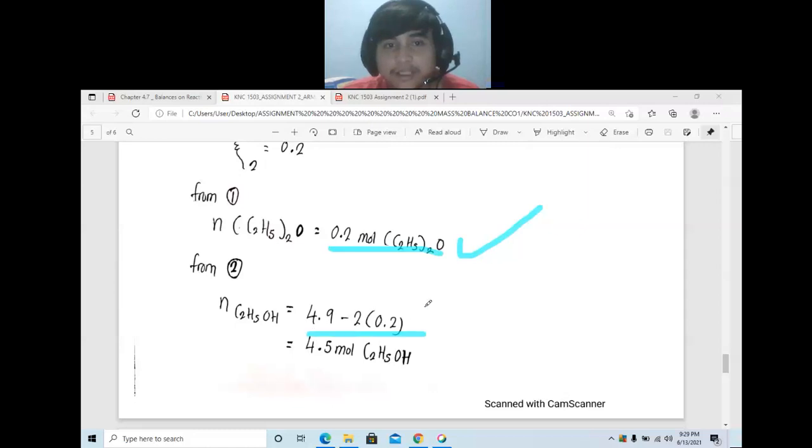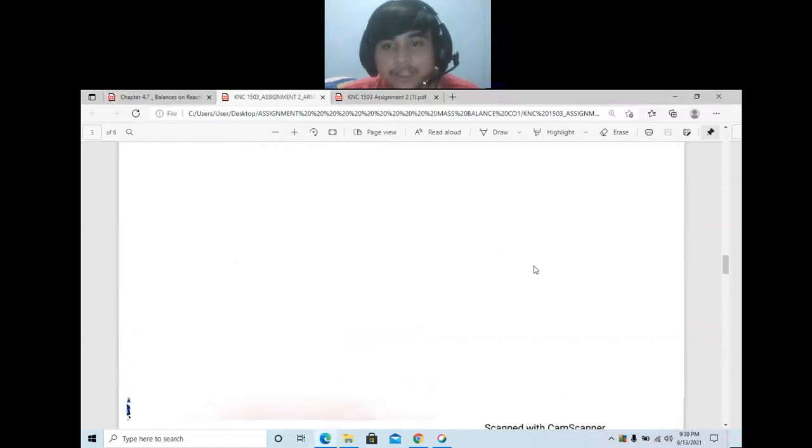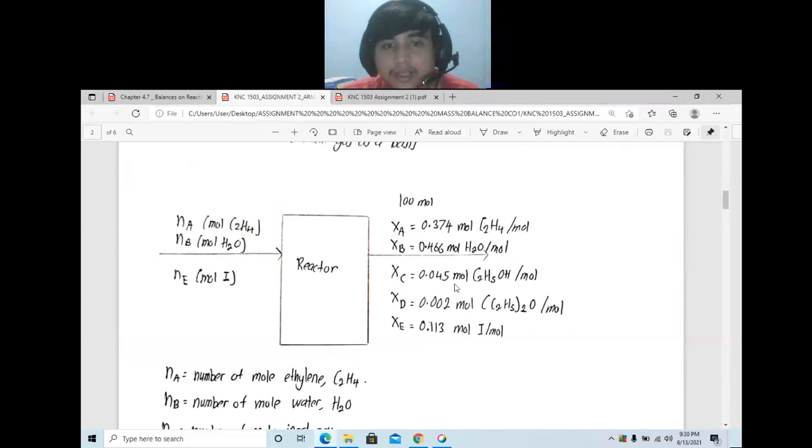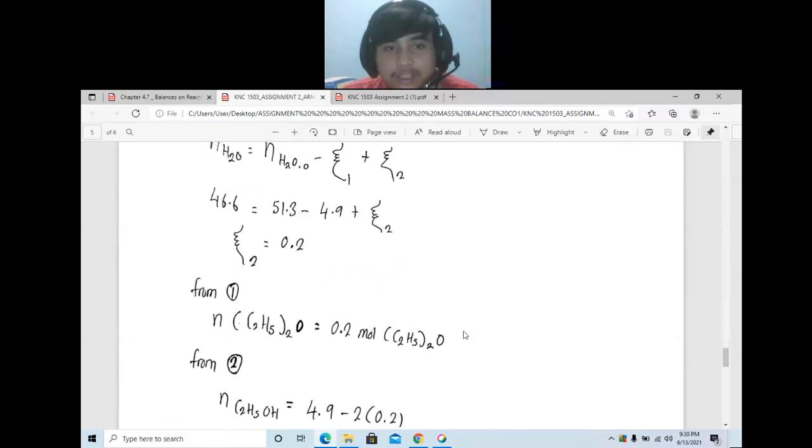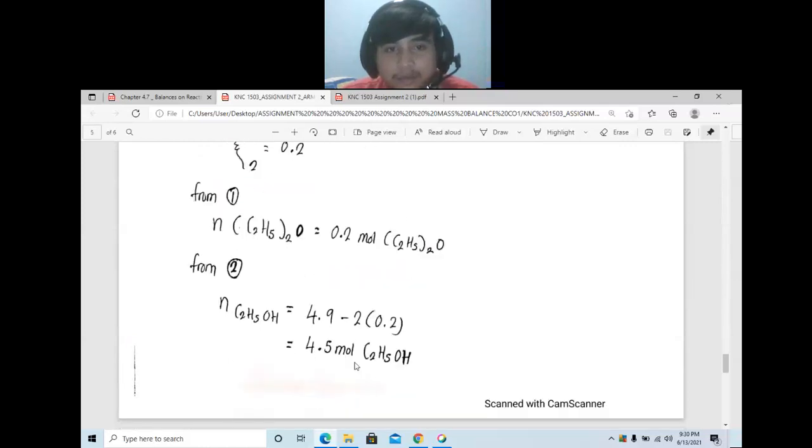For this next one, we just sub in the values of extent 1 and extent 2. So we can get 4.92 minus 2 times 0.2, which gives 4.5 for C2H5OH. So we check again from the flowchart. We can get 0.045 times 100, which gives 4.5 moles. So our answer is 4.5. The answer is the same, so our calculation method is accepted.